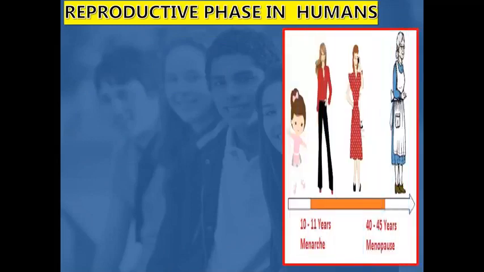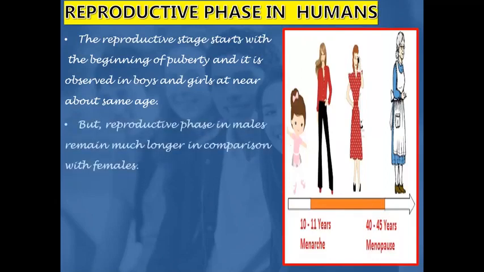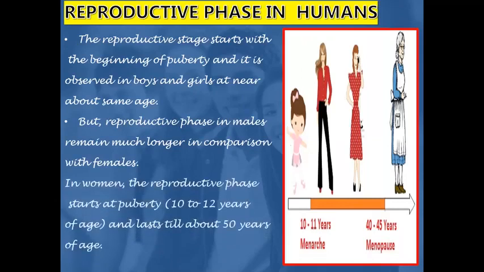Reproductive phase in humans. The reproductive stage starts with the beginning of puberty, and it is observed in boys and girls at near about the same age. But the reproductive phase in males remains much longer in comparison with females. In women, the reproductive phase starts at puberty, near about 10 to 12 years of age, and lasts till about 50 years of age.